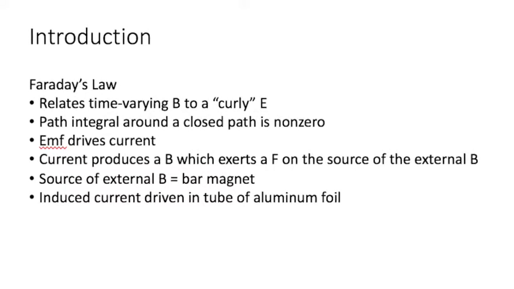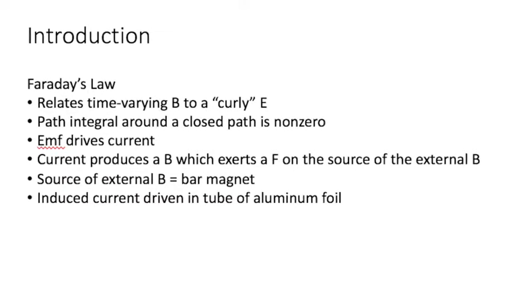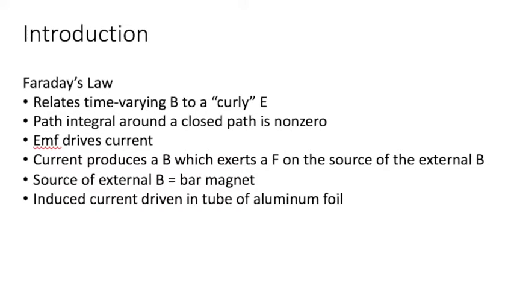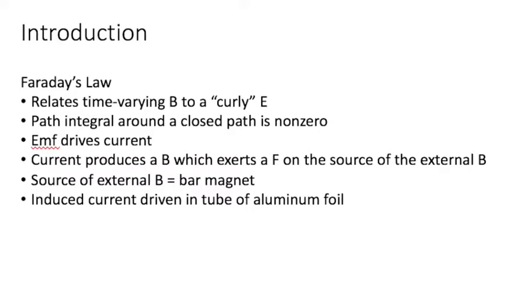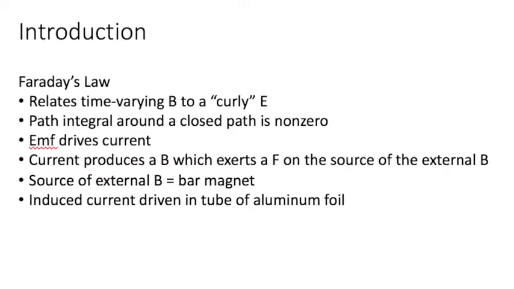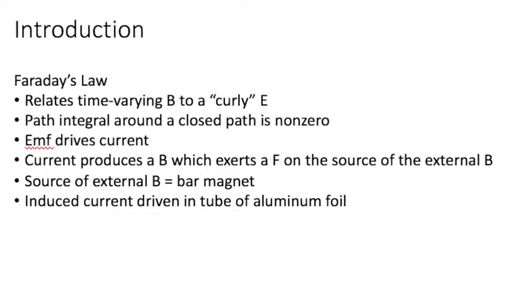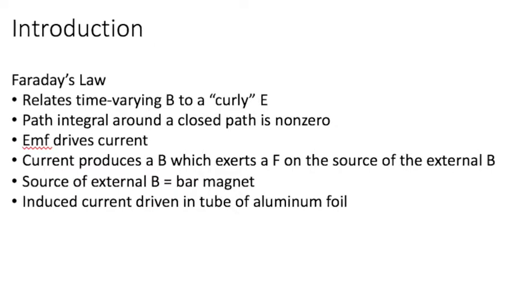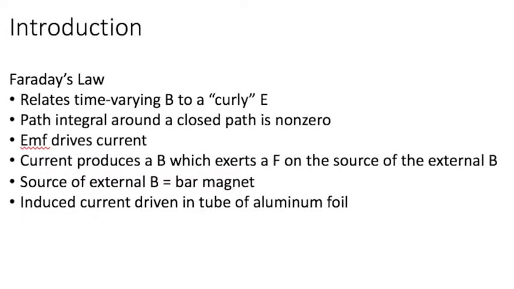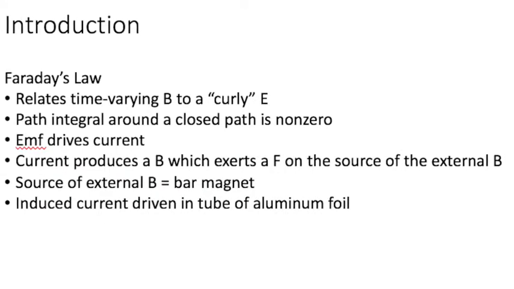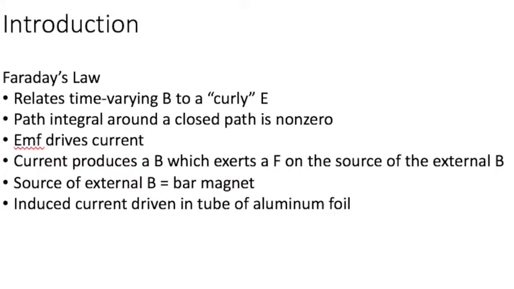This is done by relating time-varying magnetic fields to curly, or non-straight, electric fields. Mathematically, this is seen as a path integral around the closed loop being non-zero. The current driven by the EMF produces a magnetic field which exerts a force on the source of the external magnetic field. In the context of this lab, the source of the external magnetic field is a bar magnet, and the induced current is driven through the tube of aluminum foil.